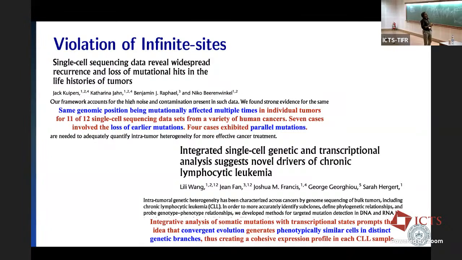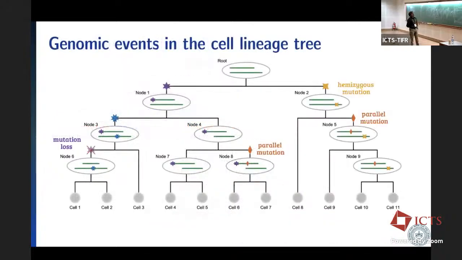They either reported loss of earlier mutations, in some cases they reported parallel mutations, in some cases convergent evolution was reported. So that means it is not very realistic to use the infinite size model, right? And what are the events that could actually happen in a cell lineage tree?